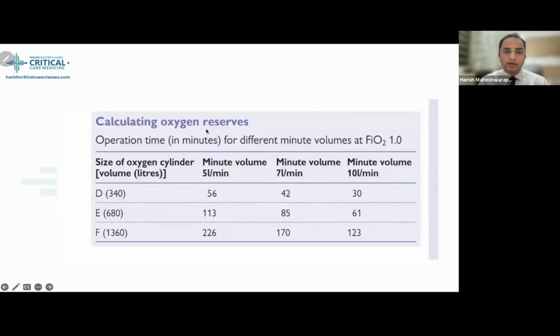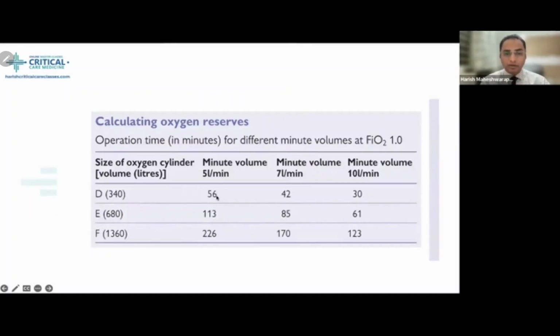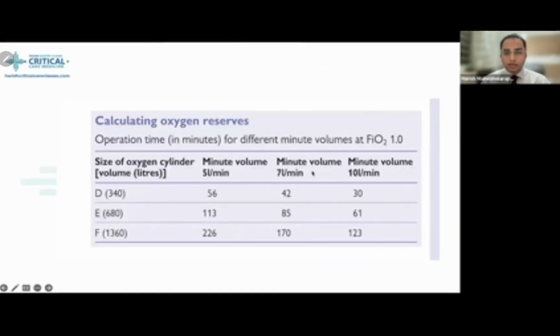This is one more method, calculating the oxygen reservoir. That is operation time in minutes for different minute volumes if you are giving 100% FiO2. If you are using a D type cylinder, which has 340 liter capacity, then 5 liters per minute gives 56 minutes. At 7 liters per minute, it is around 42 minutes. At 10 liters per minute, it is going to be 30 minutes. So even giving 100% FiO2 at 10 liters per minute, this D type cylinder is going to work only 30 minutes.